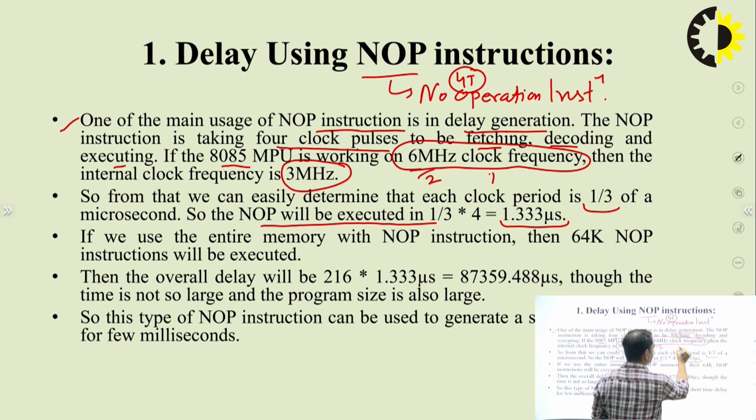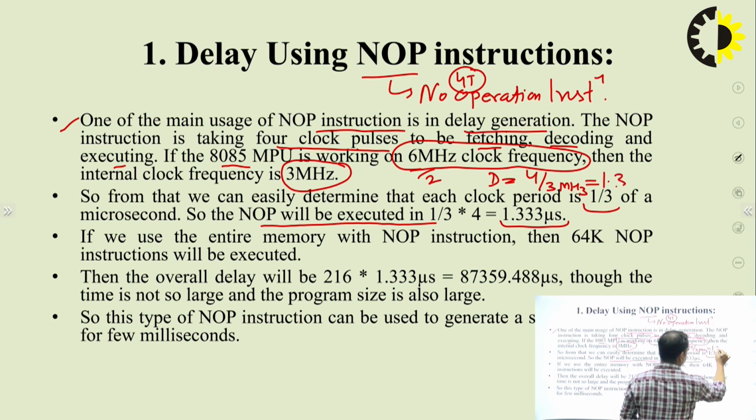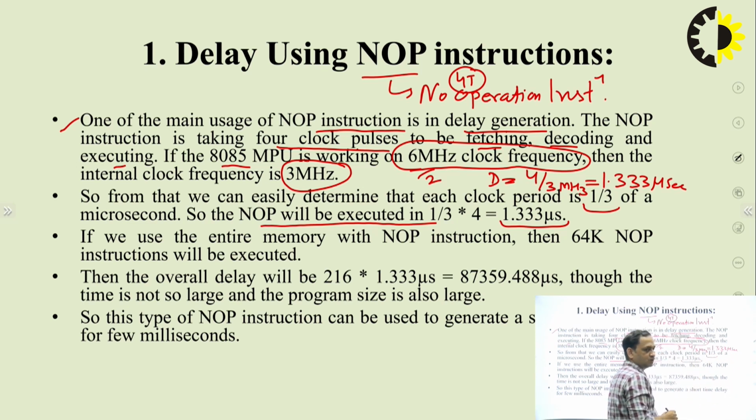So the delay is equal to the number of T states, that is 4, divided by the frequency, that is 3 megahertz. When we calculate this, the value will be 1.333 microsecond, because the mega in the denominator becomes 10 to the minus 6 in the numerator, and this is microsecond. So the NOP instruction is used so that we can find the actual delay, or how much time it takes to execute the NOP instruction, that is 1.33 microsecond.